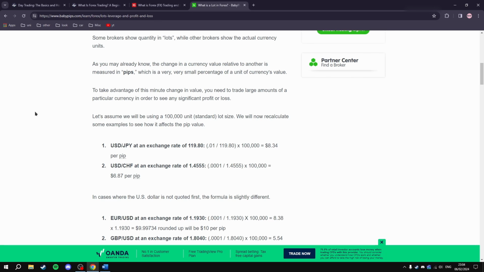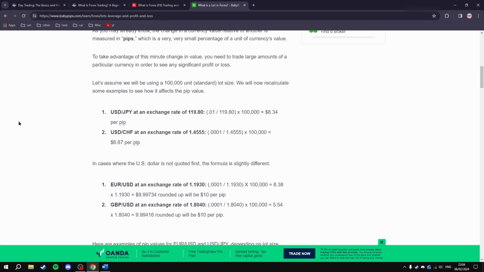In cases where the US dollar is not quoted first, the formula is slightly different. EUR/USD at an exchange rate of 1.1930, so that's 0.0001 divided by 1.1930 times 100,000 equals 8.38, and then times by 1.1930 equals 9.99734. Rounded up will be $10 per pip.